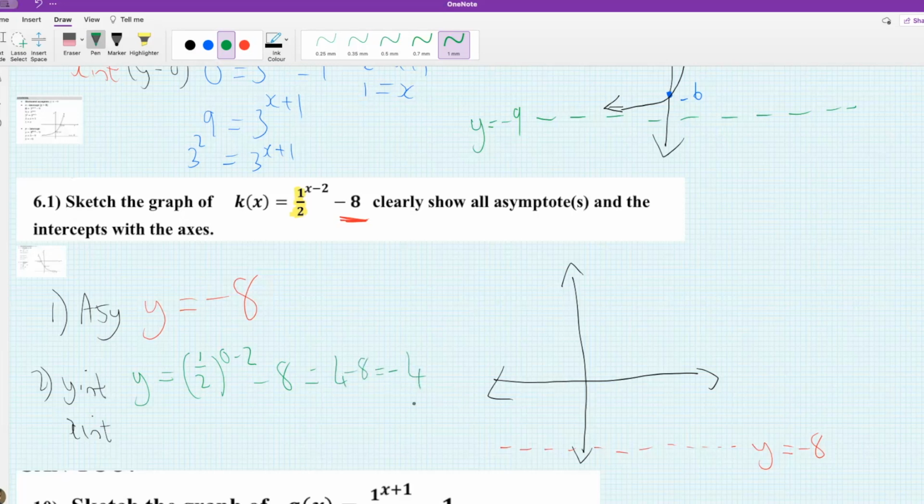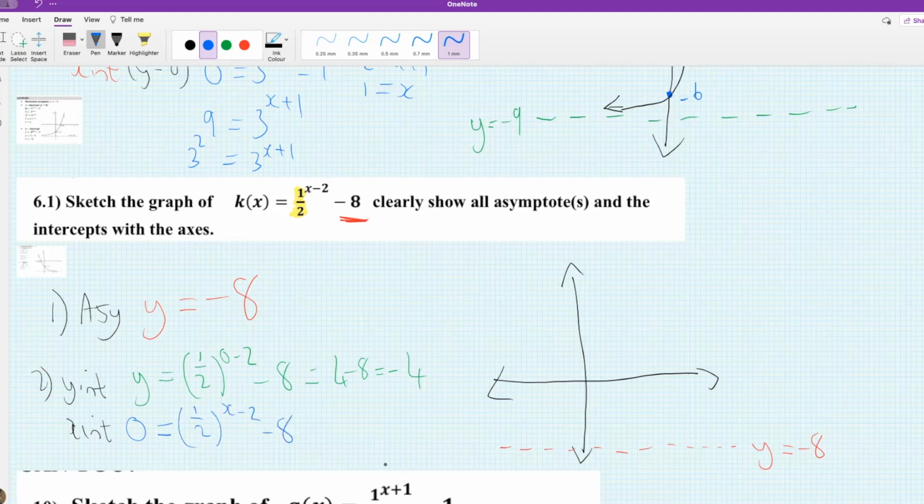I'm getting -4 as my y-intercept. And Nomfundo, thank you very much. Nomfundo has confirmed, agreed there. Now, to find the x-intercept, it's maybe a little bit harder, but not too bad.